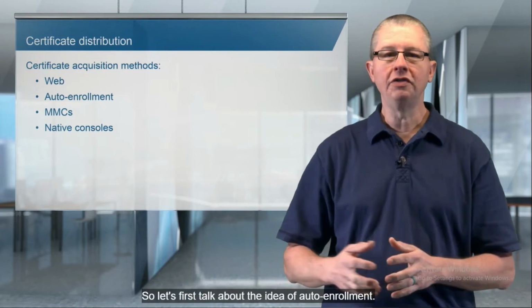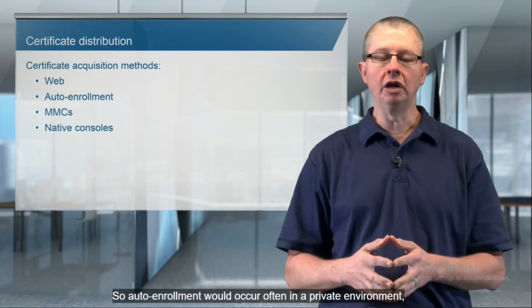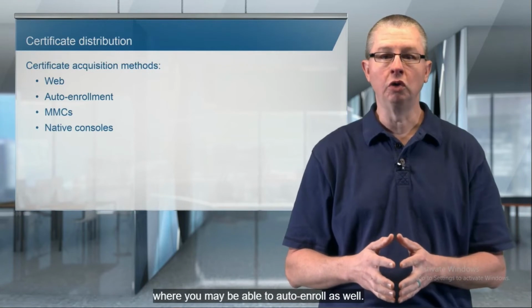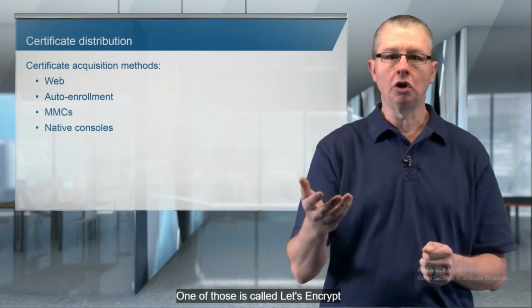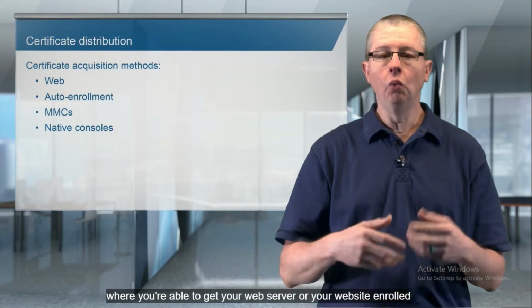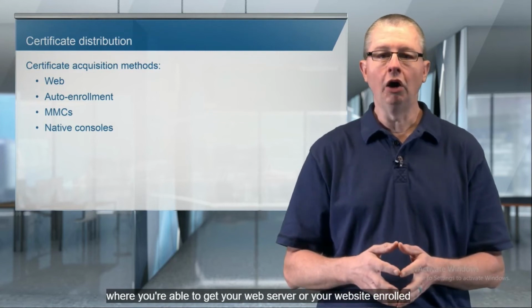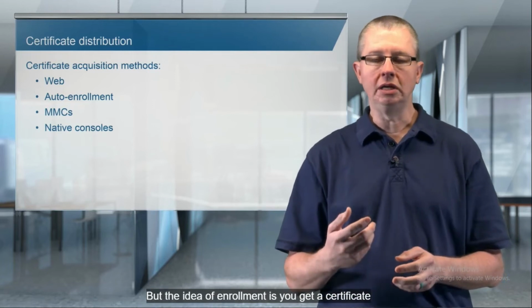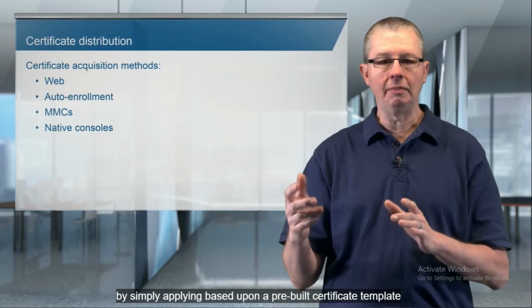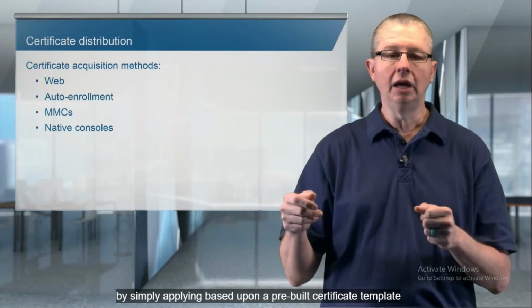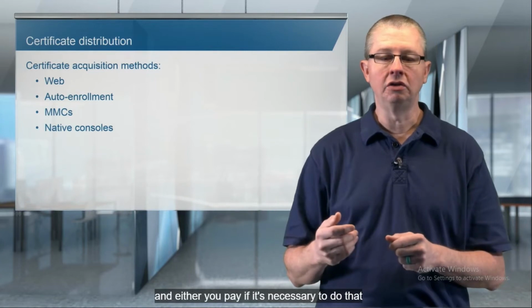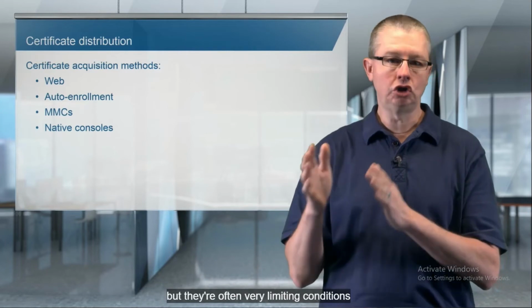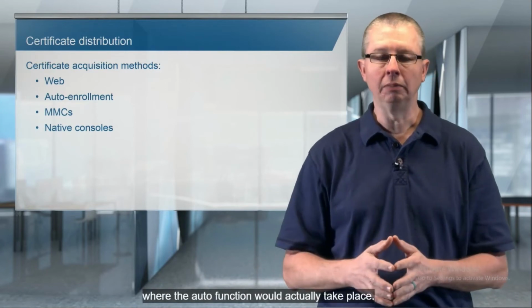So let's first talk about the idea of auto-enrollment. Auto-enrollment would occur often in a private environment, although there are a number of public situations where you may be able to auto-enroll as well. One of those is called Let's Encrypt, where you're able to get your web server or your website enrolled automatically with a basic certificate that lasts for 3 months at a time. But the idea of auto-enrollment is you get a certificate by simply applying based upon a pre-built certificate template, and either you pay if it's necessary to do that, or for free, the certificate's issued to you automatically, but there are often very limiting conditions where the auto function would actually take place.